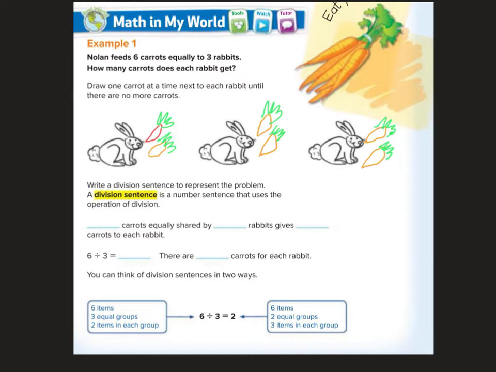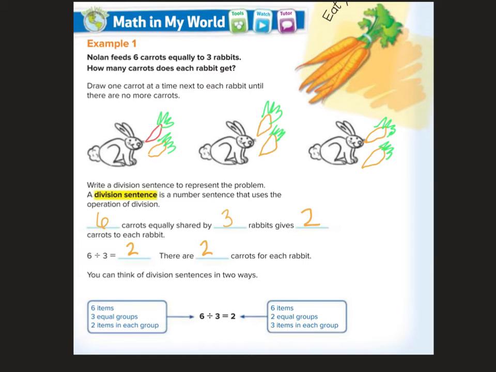carrots. So if I were going to write a division sentence to represent the problem, I would say 6 carrots equally shared by 3 rabbits gives 2 carrots to each rabbit. So 6 divided by 3 is 2. There are 2 carrots for each rabbit.